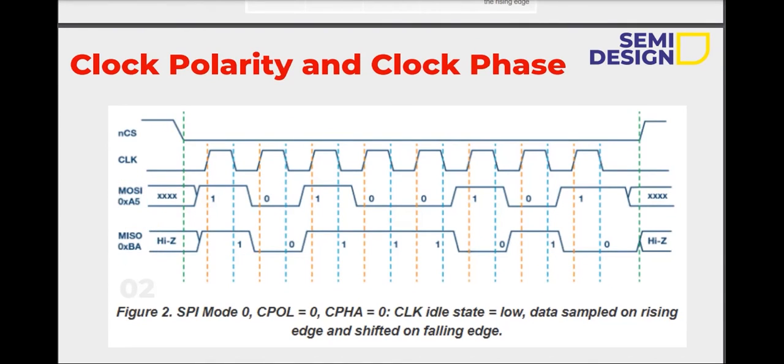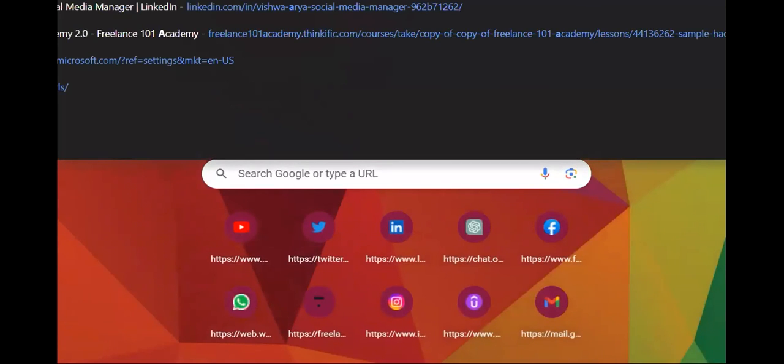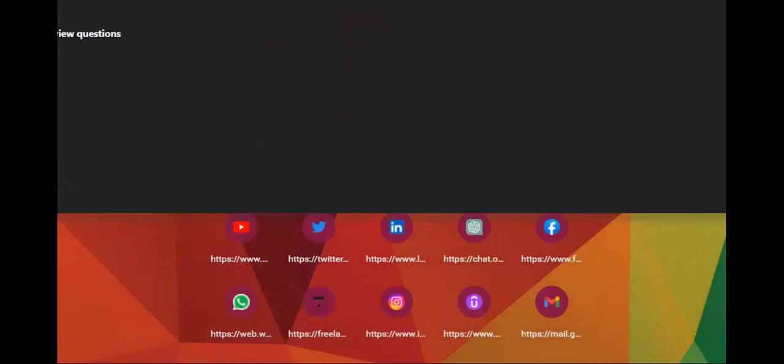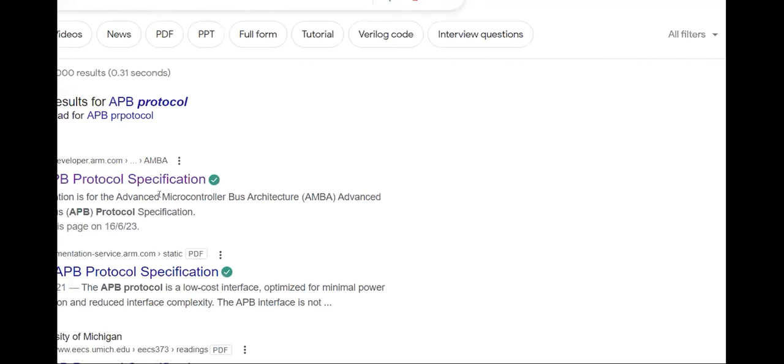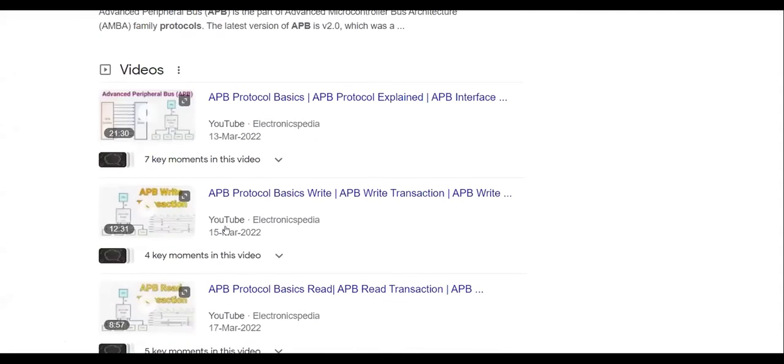Okay. Just a second. Which I can show. Okay, wait. I will show you the APB protocol. I just added you here. I know you don't know these things.